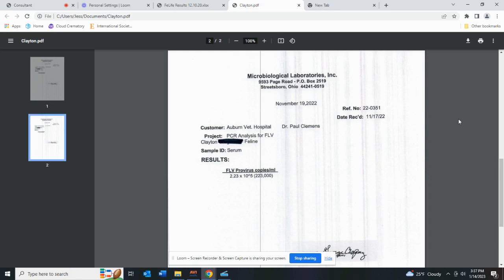Let's see what happens. So his first test essentially ran in the middle of November, showed 223,000 copies per milliliter of virus. Now this says FeLV or feline leukemia virus provirus. Now there are three things that happen when a cat gets infected. There are three outcomes. The first one is that maybe the cat fights it off and they're immune and resistant the rest of their life. That's called an abortive infection.